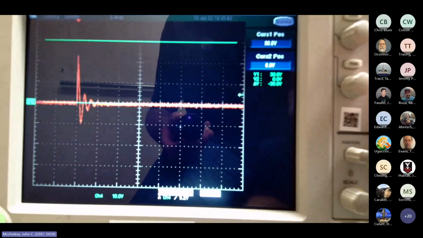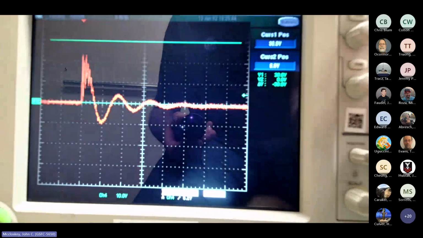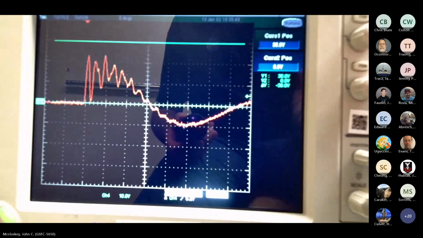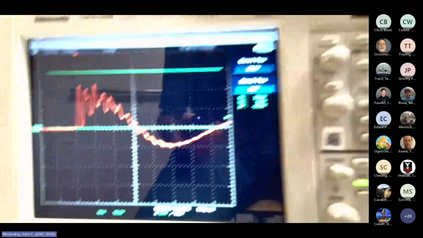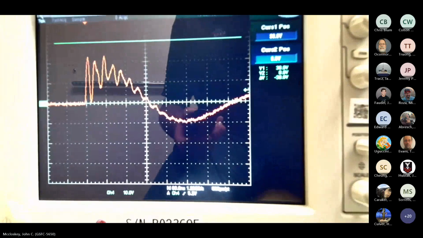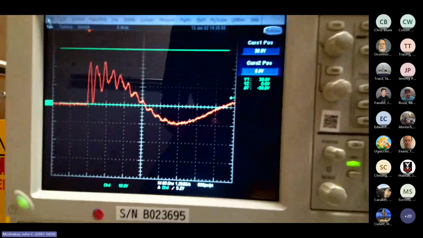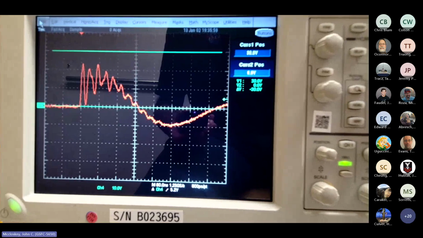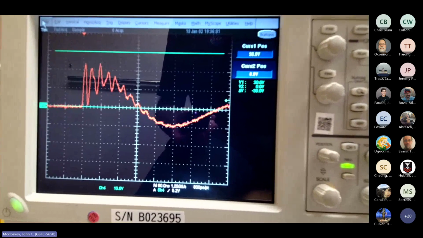So we've got to expand the scale. Ooh, that doesn't look very pretty. Why do you suppose that's happening? And why we didn't see it on the other pulses?